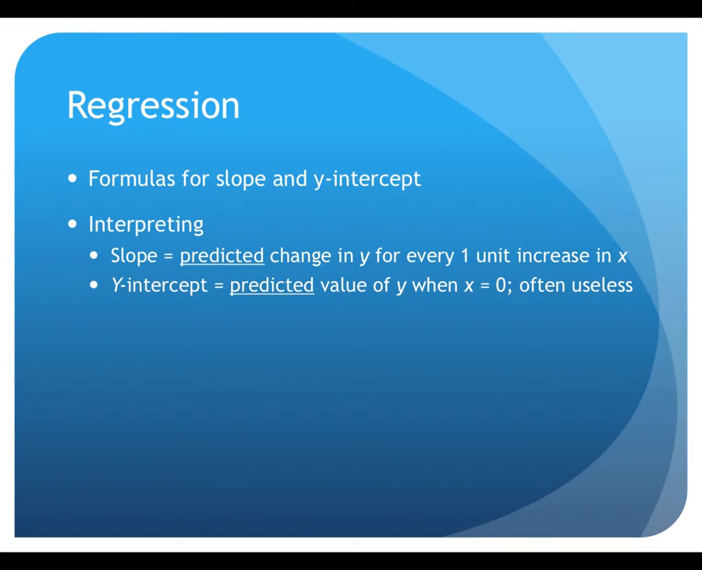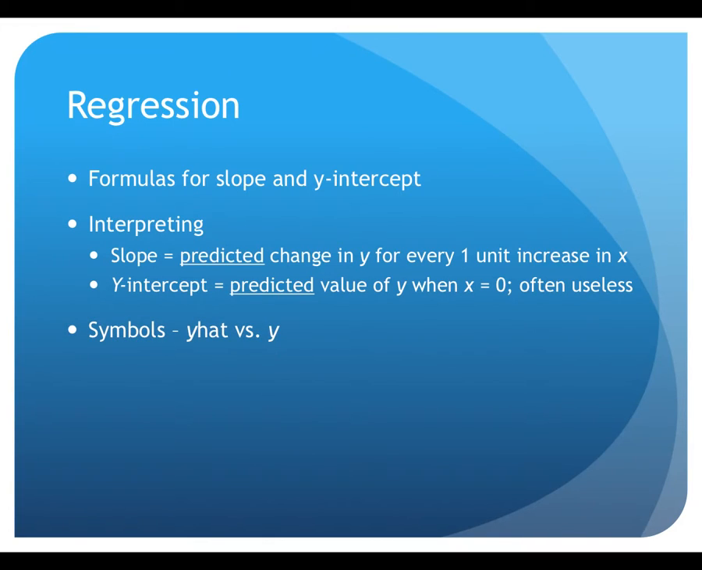Interpreting both, you have to remember that they're both predictions. So this is sample y-intercept and sample slope. These are predictions of the population y-intercept and the population slope. Slope is the predicted change in y when x changes by 1. Of course, you're going to use context. The y-intercept is the predicted value of y when x is 0. That's often useless because of extrapolation.